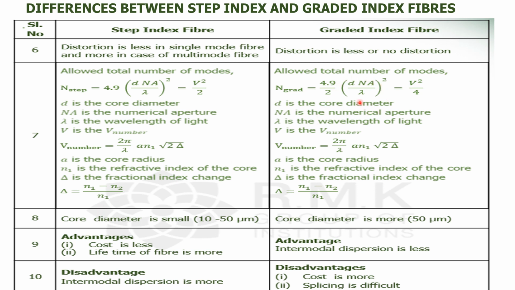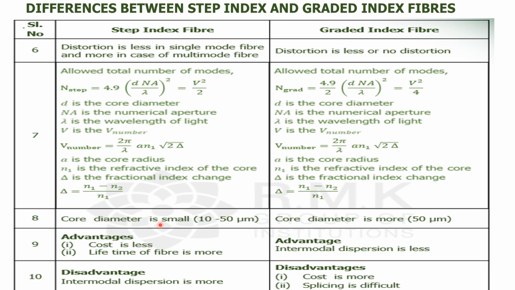Now the same case applies if it is graded index. Then N graded is equal to 4.9, and you can see it is divided by 2, and the rest of it will be the same. So I can write this as 4.9 times V square by 2 means this will become V square by 4. So you can write the V number from this equation in this way. This is one important formula based on which you will get problems.